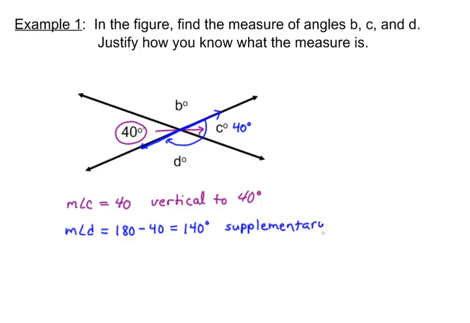And that means that they form 180 degrees. Well, so we said that this is 140 degrees. Well, we know that B is vertical to that, so the measure of angle B is also 140 degrees because it's vertical to angle D. Alright.